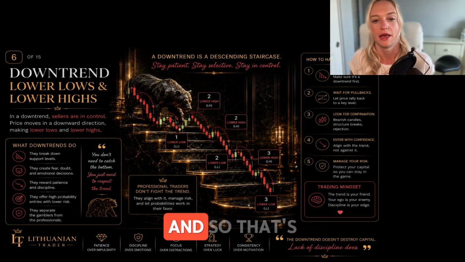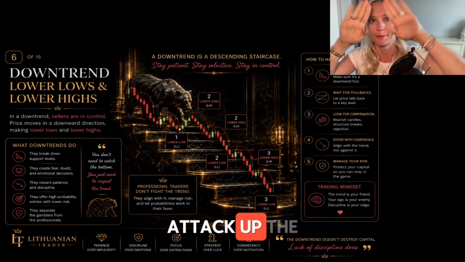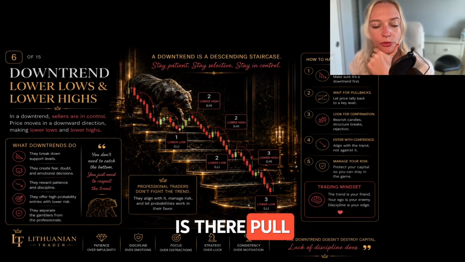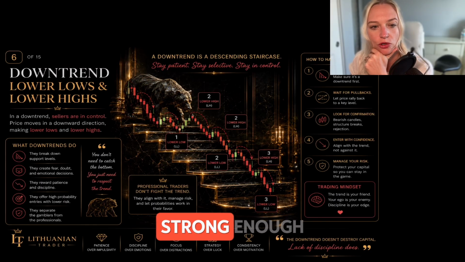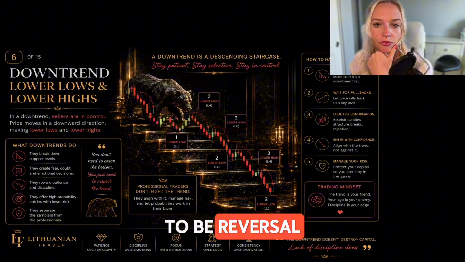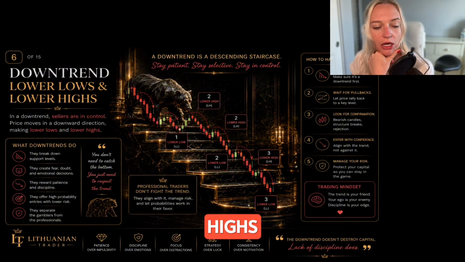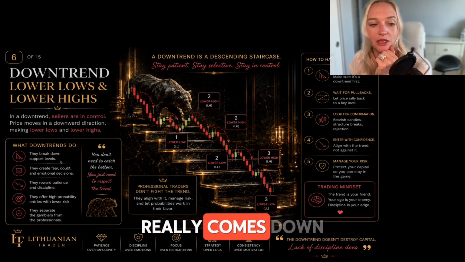There's a bear, and so that's why the market goes down. And the bulls attack up. The bear, it's attacking. Now we're going to go down on the bear. Is there a pullback? Yes. Opposite pullback? Yes. But it's not strong enough candles for it to be a reversal yet. So how do I identify it? It's vice versa. Lower lows, lower highs. They break down support levels. When the bear comes down, it really comes down on you.